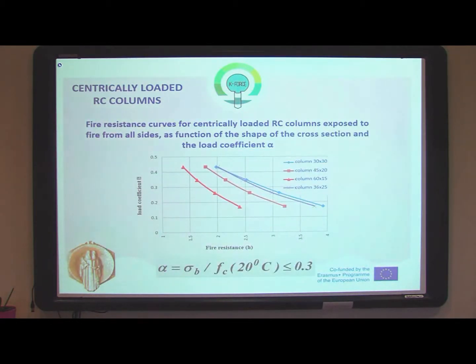For the analyzed set of columns, the fire resistance curves as a function of the shape of the cross-section and the intensity of the axial compressive force were constructed, and these curves indicated that the highest fire resistance achieves the column with lowest ratio between the two sides of the cross-section. The reason for that is the lowest average temperature of the column's cross-section.